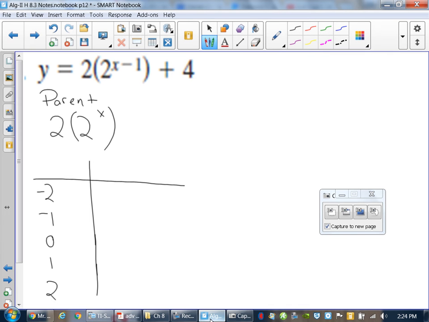So, when you have 2 to the negative 2, what does that become? 1/4. So what's 2 over 4? Half. So at negative 2, you're at a half. 2 to the negative 1 is? 2 over 2 is? What's anything to the 0? 1 times 2. 2 times 2. And then 2 times 4. 8. Quick ordered pairs.